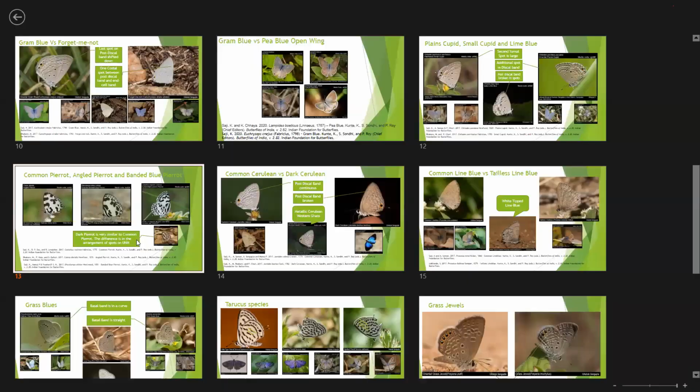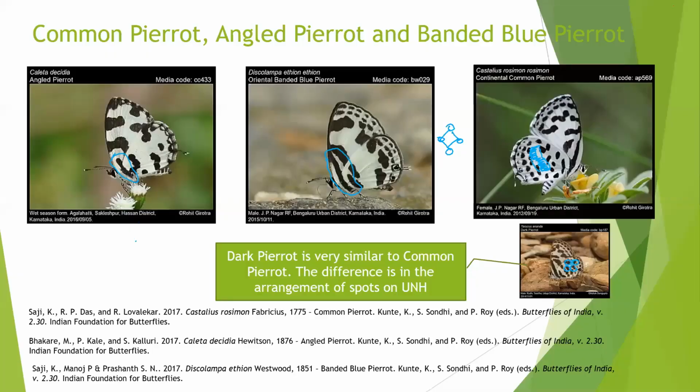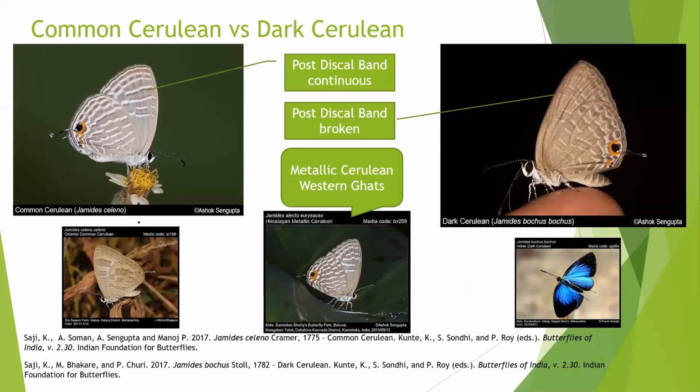Okay. Now I go to the next slide, which is the Ceruleans. If you see here, in the common Cerulean the post-discal band is continuous, and in the case of the dark Cerulean, it is broken. But how do we differentiate this dark Cerulean from the metallic Cerulean, which also occurs in the Western Ghats?